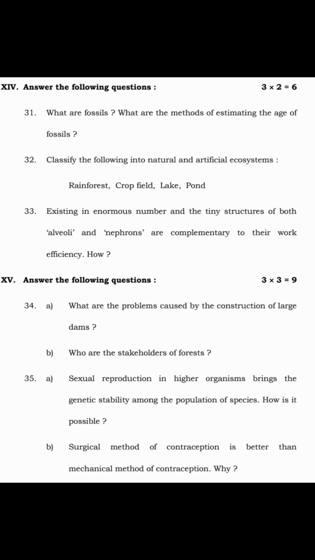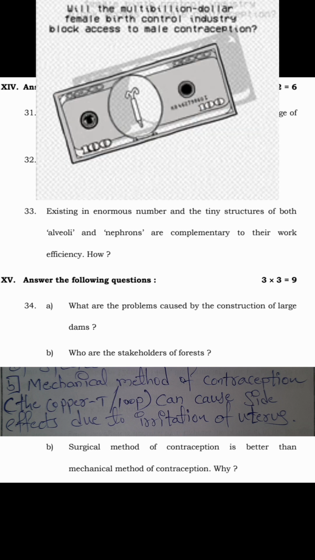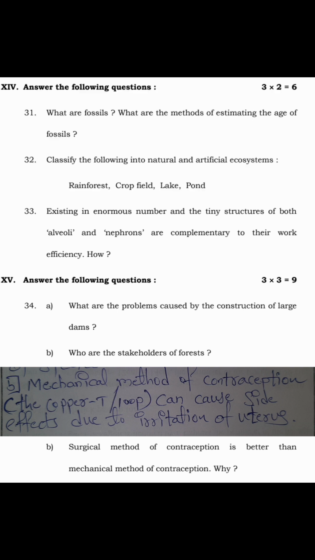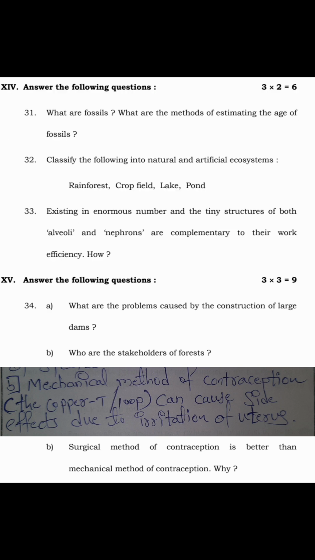B question: surgical method of contraception is better than mechanical method of contraception. Why? Mechanical methods of contraception, that is copper T or loop, can cause side effects in females due to irritation of the uterus. So the surgical method, that is tubectomy, is better than the mechanical method of contraception.